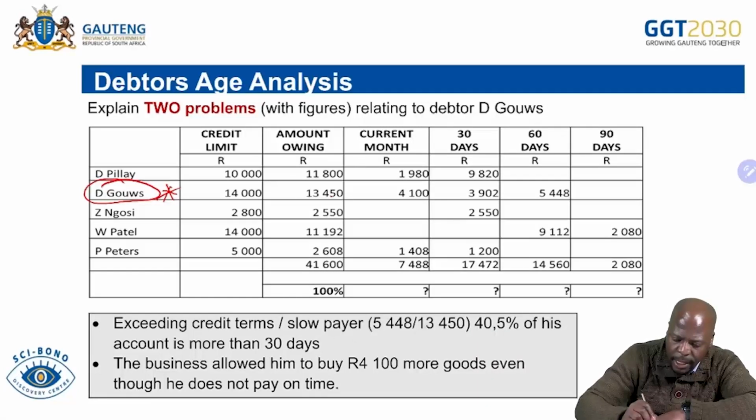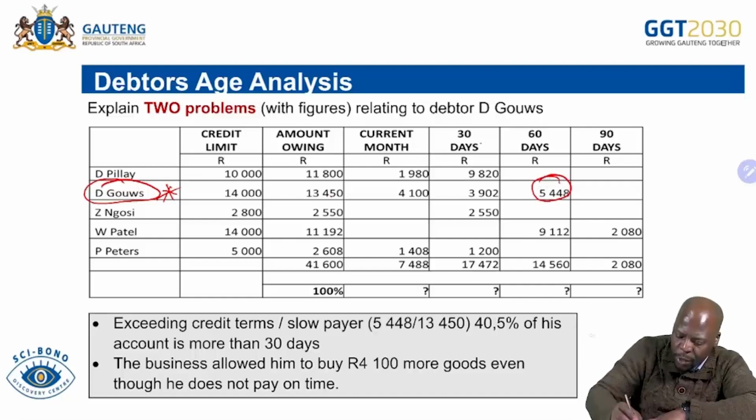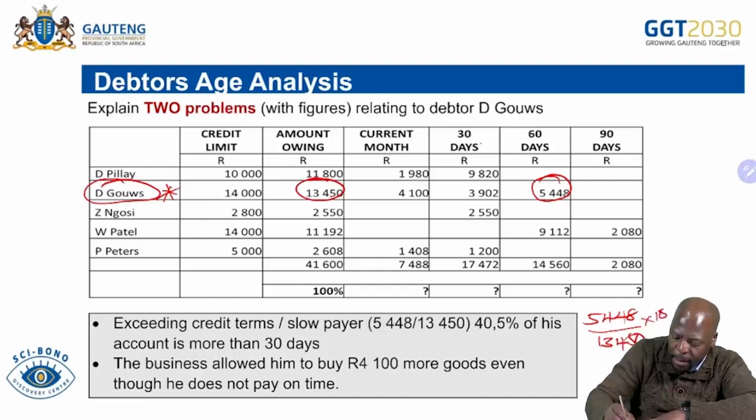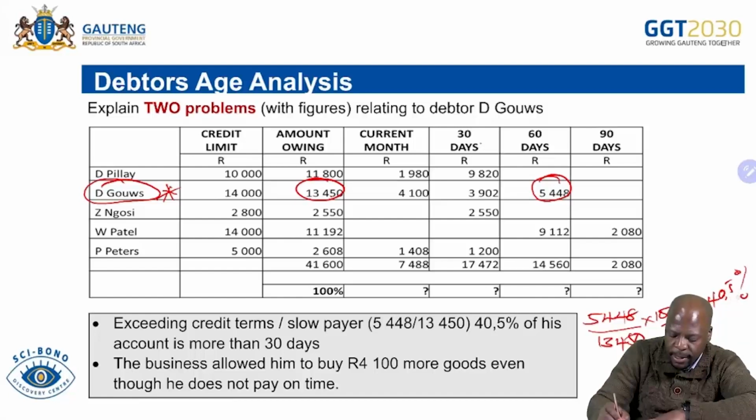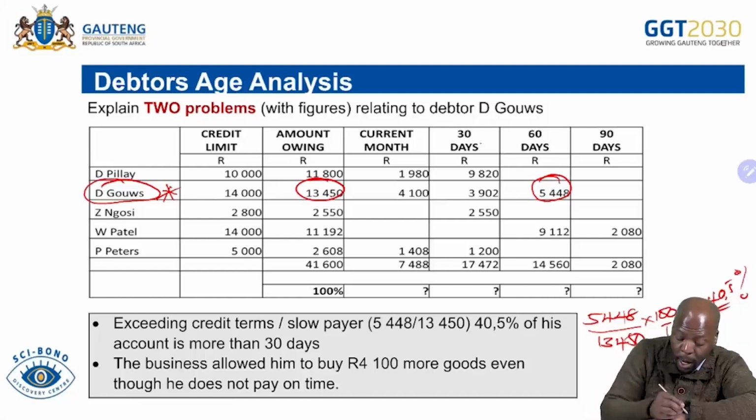But in terms of the credit terms, he has exceeded the credit terms. The 5,000 is falling beyond the 30 days. And you can express that as a percentage. How would you do that? You take your 5,448 and then you divide it by the total which is owing, which is 13,450, which you find over here. You multiply this by 100 over 1. That gives you 40.5%. So 40.5% of what is owing has exceeded the credit terms. That is problem number one.